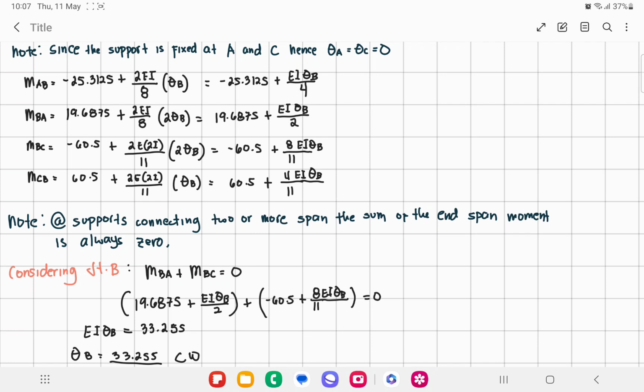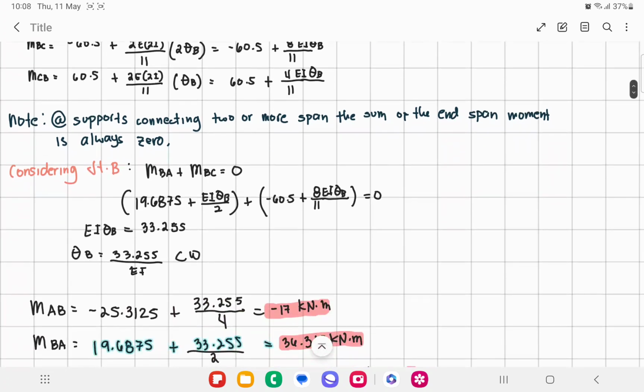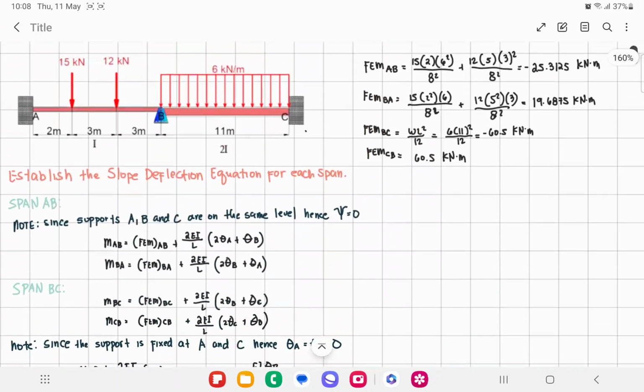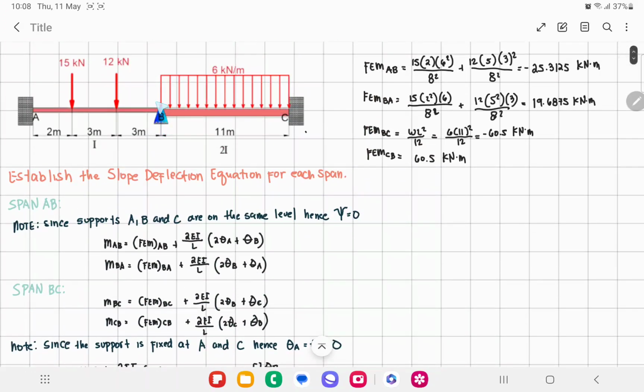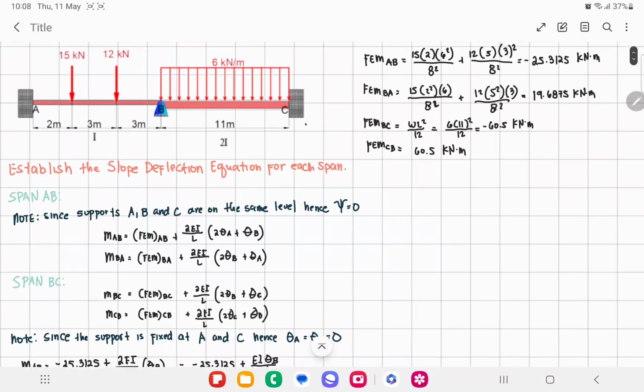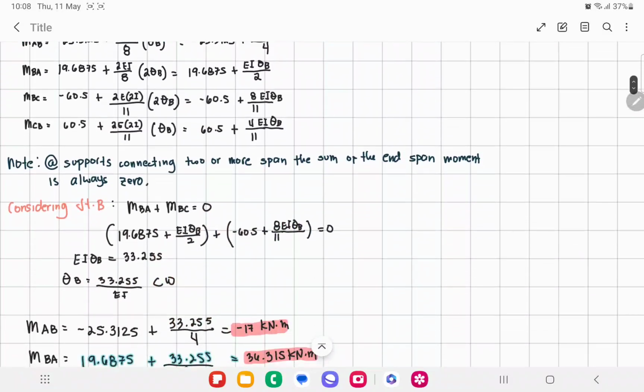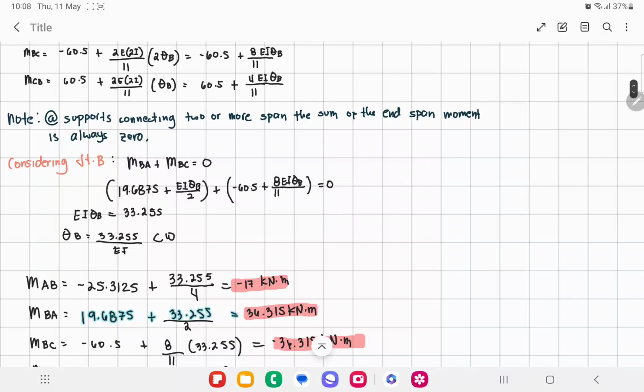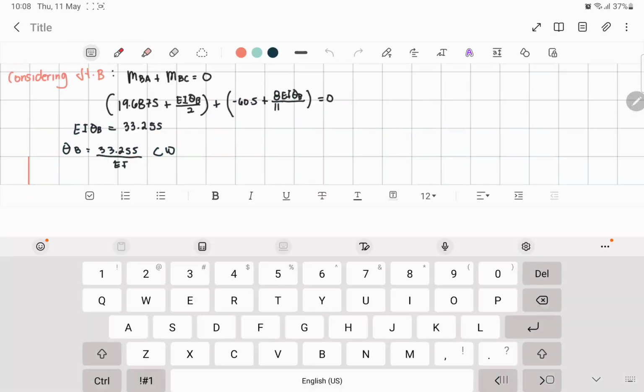That the support connecting two or more spans, or the middle support. The internal moment there, there are two of them, right? We have the moment in one span and the moment in the other span. Same value but different in signs. So therefore the concept is that it will just be 0. So since we have the moments MBA and MBC, we equate them to 0. So, MBA plus MBC is equal to 0. And then, just input all of that.